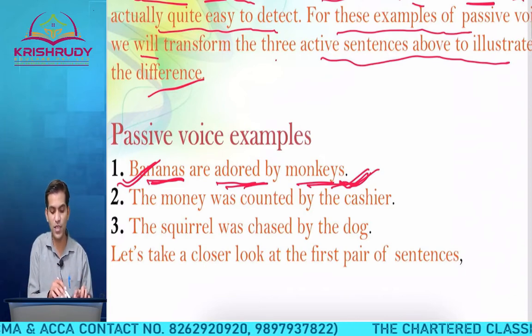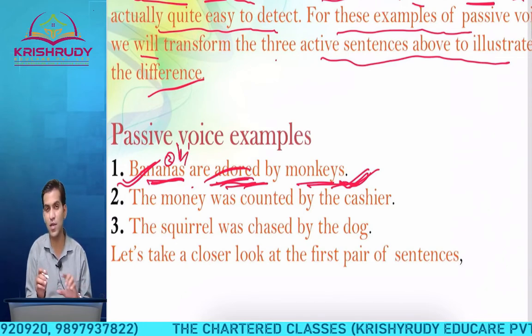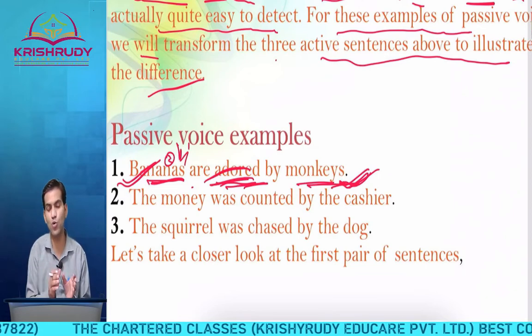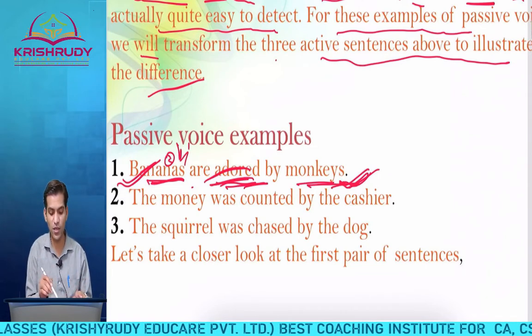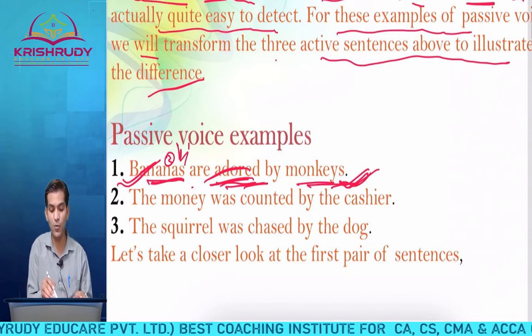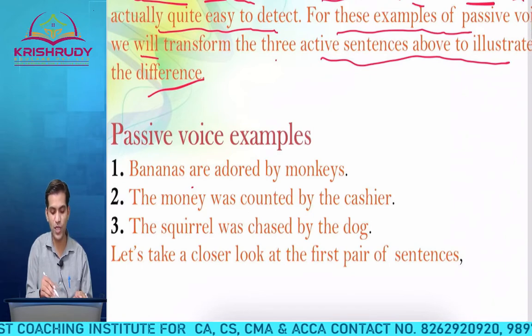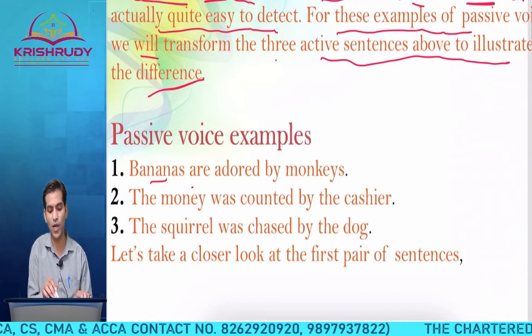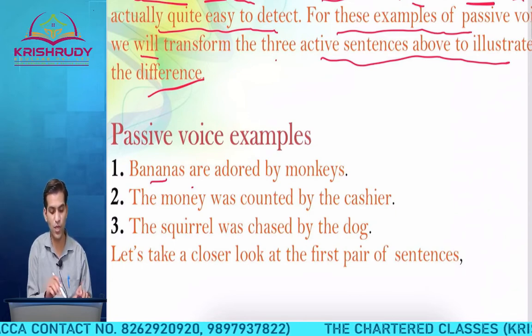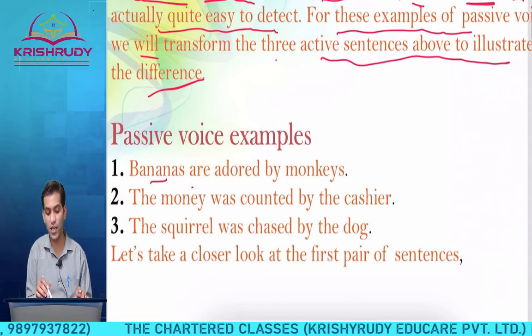So here you can see this was the object, and "adore" changed into its past participle, that is "adored", and we added a preposition, "by". So it is easy to see here that bananas are adored by monkeys, right? The money was counted by the cashier.